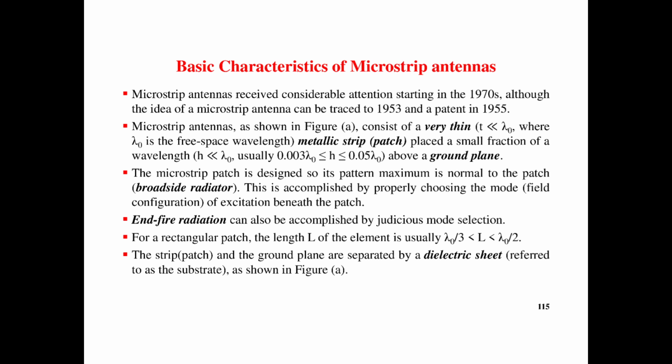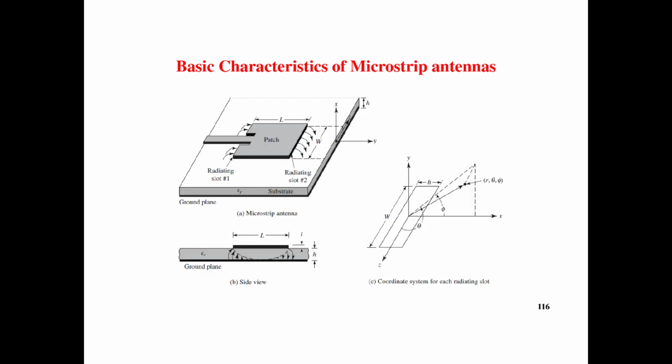The microstrip patch is designed so the pattern maximum is normal to the patch, a broadside radiator, which is accomplished by properly choosing the mode. End-fire radiation can be accomplished by judicious mode selection. For a rectangular patch, the length L is usually lambda by 3 less than L less than lambda by 2. The strip and the ground plane are separated by a dielectric sheet known as the substrate.